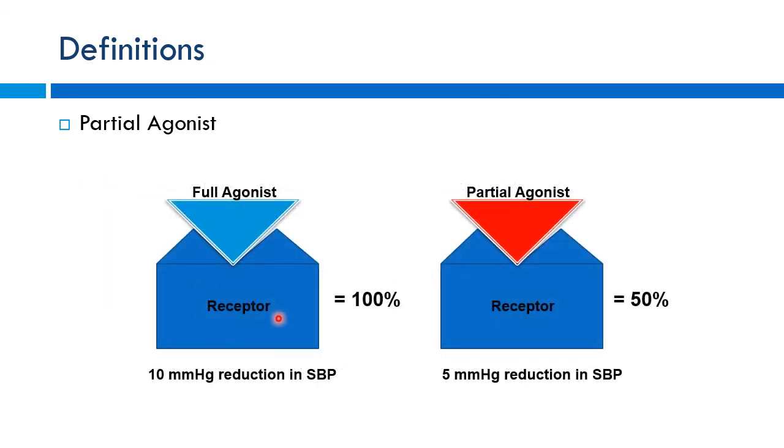And again, just kind of a pictorial example here. Imagine you have a full agonist bind to the receptor, should get 100% effect. However, the partial agonist may be only 50 or 70 or whatever it happens to be, maybe getting, say, a 5 millimeter mercury reduction in systolic blood pressure, maybe versus 10. Okay.